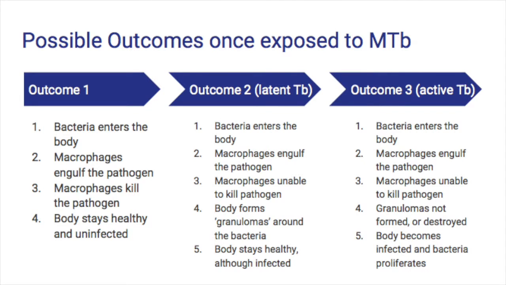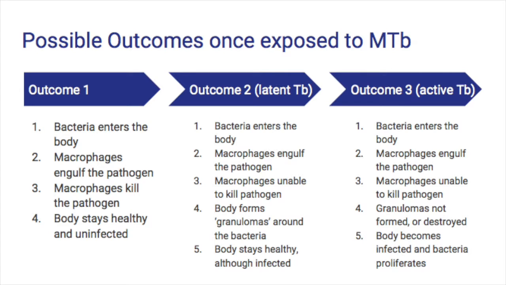There are actually three possible outcomes once you are exposed to Mycobacterium tuberculosis. The first is that the bacteria enters your body. The macrophages in your lungs on the lining will engulf the pathogen. This is all ideal, so the macrophages will actually kill the pathogen. We'll talk about how that works. And then the body stays healthy and uninfected. All of the bacteria is taken care of, and you're healthy.